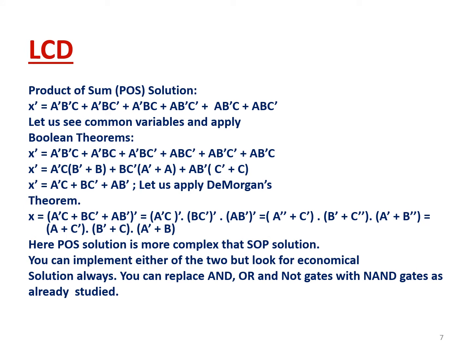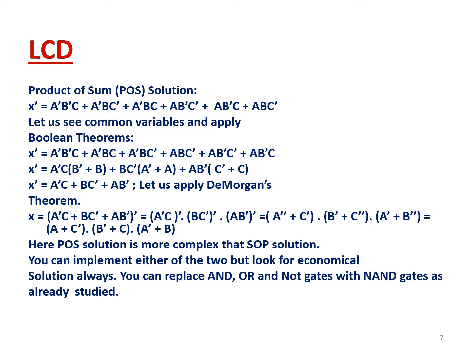Now if you see the product of sum or POS solution, then x complement is equal to A complement B complement C, or A complement B C complement, or A complement B C, or A B complement C complement, or A B complement C, or A B C complement. So let's see the common variable and apply the Boolean theorems.